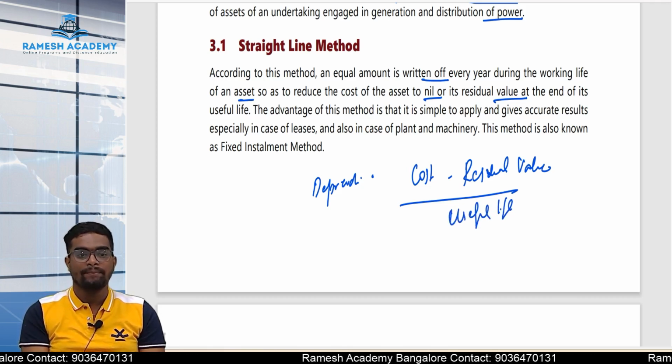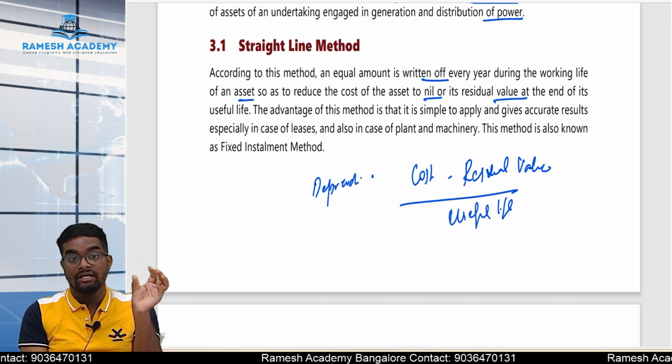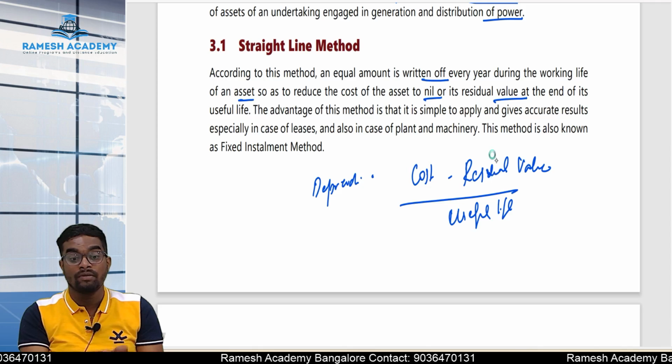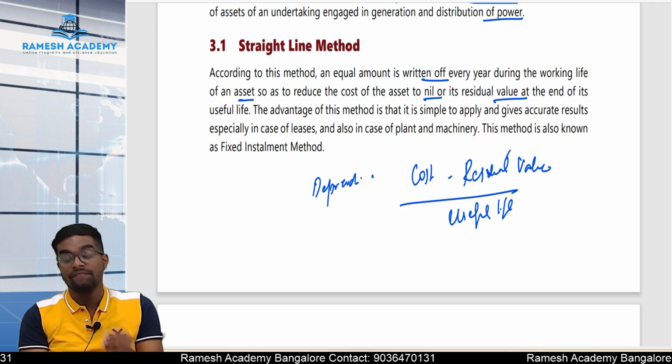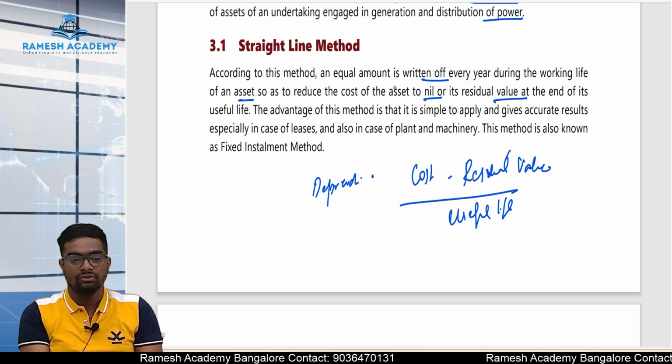Okay, so this is the depreciation. So you have depreciated all the amounts. At the end of the year, what will be left? Obviously the residual value. If the residual value is nil, it is zero. So that's what they are telling here.